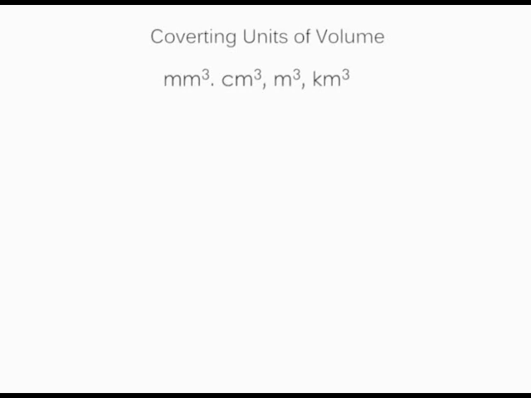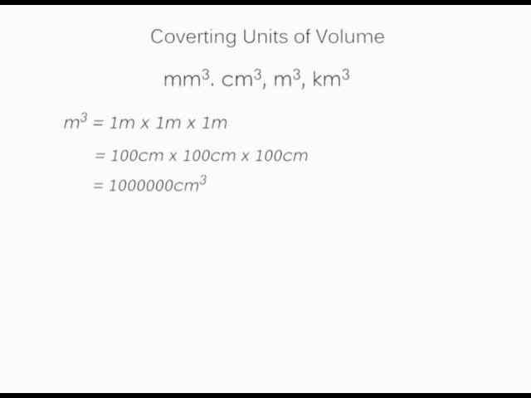We know that 1 meter is equivalent to 100 centimeters, and that 1 cubic meter means 1 meter times 1 meter times 1 meter, which is 100 centimeters times 100 centimeters times 100 centimeters, and that gives us 1,000,000 cubic centimeters. And therefore, 1 cubic meter is equivalent to 1,000,000 cubic centimeters. With this relationship, it really should be easy to interconvert between the two units.